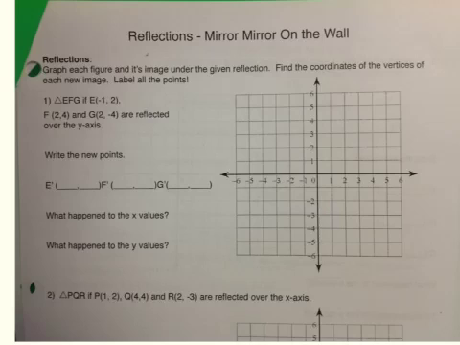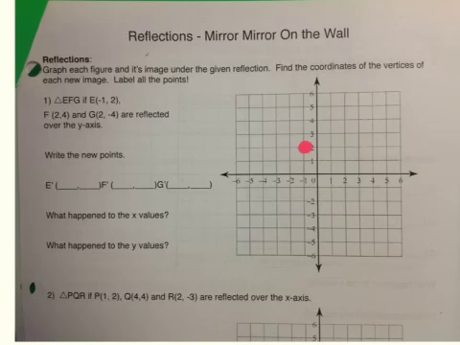Question number 1 on the reflection page. The first thing you need to do is graph the 3 vertices for triangle EFG. So if I graph these, the first point for letter E says -1, 2. If you want to graph -1, 2, that means go left 1 and up 2.